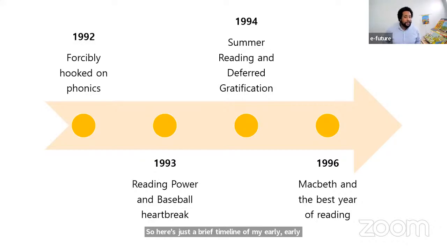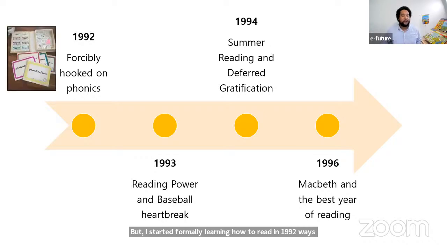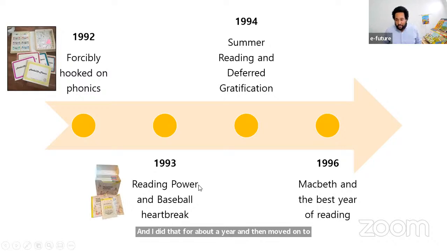So you can probably figure out how old I am from this, but I started formally learning how to read in 1992 when my parents forcibly hooked me on phonics. They responded to the TV commercials and bought these phonics books and the cassettes and made me sit down on a semi-regular basis and go through the curriculum of the Hooked on Phonics program. And I did that for about a year and then moved on to their Reading Power program, which was a graded reader attachment. But something more important than the graded reader attachment happened in 1993.